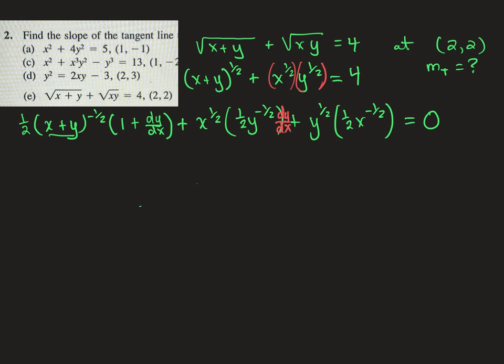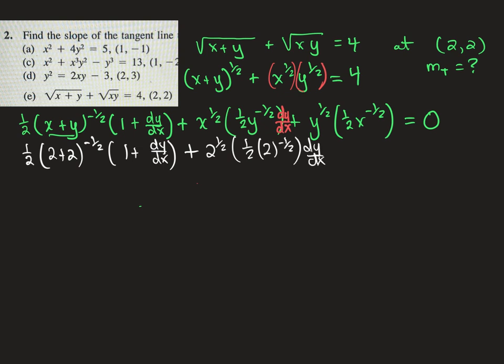Now let's see. We could go about isolating dy dx, but since they said just find the slope at the point (2, 2), I think it might be easier if we just sub in 2 now. So 2 for x, 2 for y. I suppose we could clean this up a little bit, but I'll do that on the next step. So 1/2 (2 + 2) to the negative 1/2, times 1 plus dy dx, that's our slope of the tangent, which we're going to want to solve for at some point. Plus 2 to the 1/2 times 1/2, 2 to the negative 1/2, and then again dy dx. Oh, I can see this one's going to be a big mess.